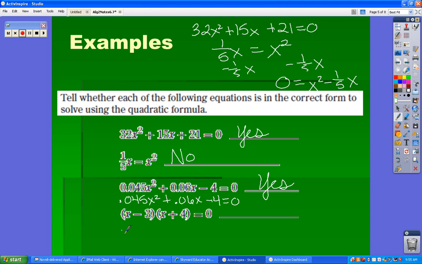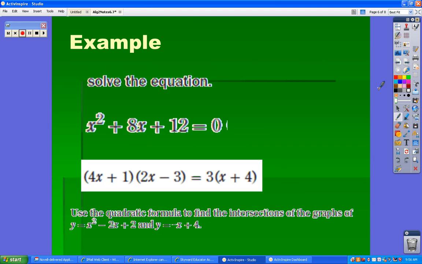This one, we all know if I was to double distribute x minus 3 times x plus 4 equals 0, I would get an x squared term. I have equals 0. Unfortunately, this is not ready to go because it's not expanded. Once I expand it, if I had x squared plus x minus 12 equals 0, I could use it. But as it stands, no, it is not ready to go. Okay, so that's how you could tell if it's ready to use the formula.